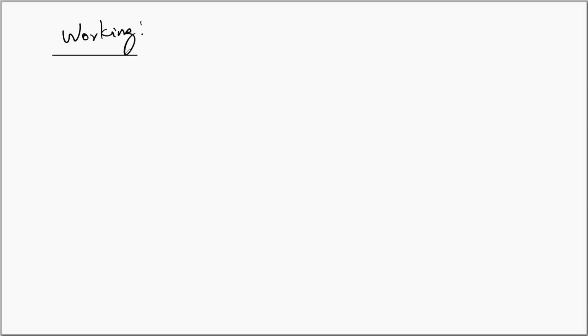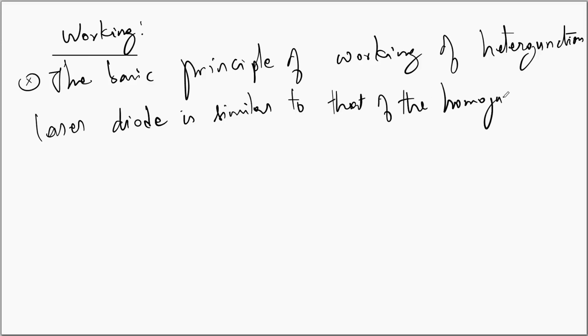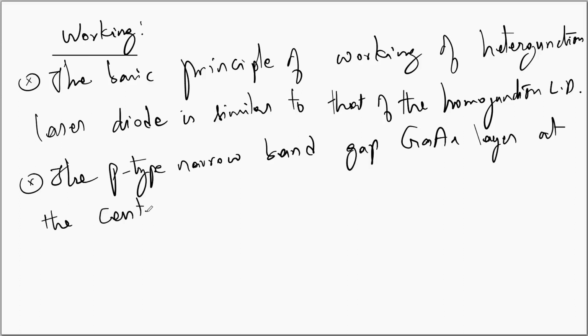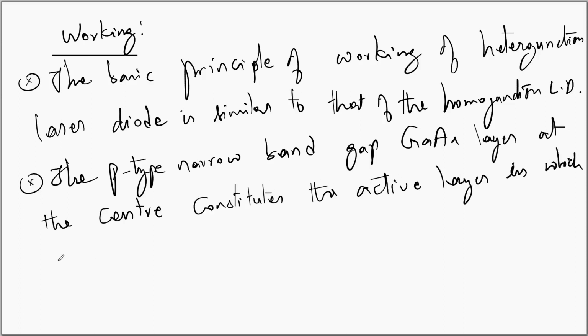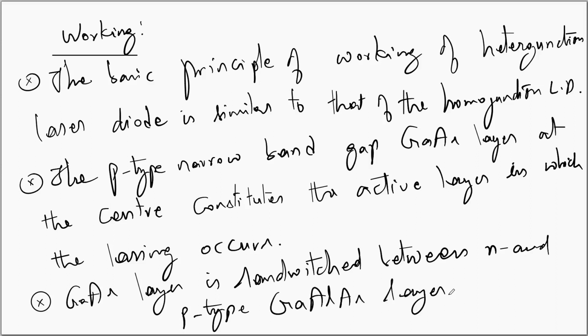Now we shall see the working. The basic working principle of the heterojunction laser diode is similar to that of the homojunction diode. In the case of a heterojunction laser diode, the P-type narrow bandgap gallium arsenide layer at the center constitutes the active layer in which the lasing occurs. The P-type gallium arsenide layer is sandwiched between N and P-type gallium aluminum arsenide layers.